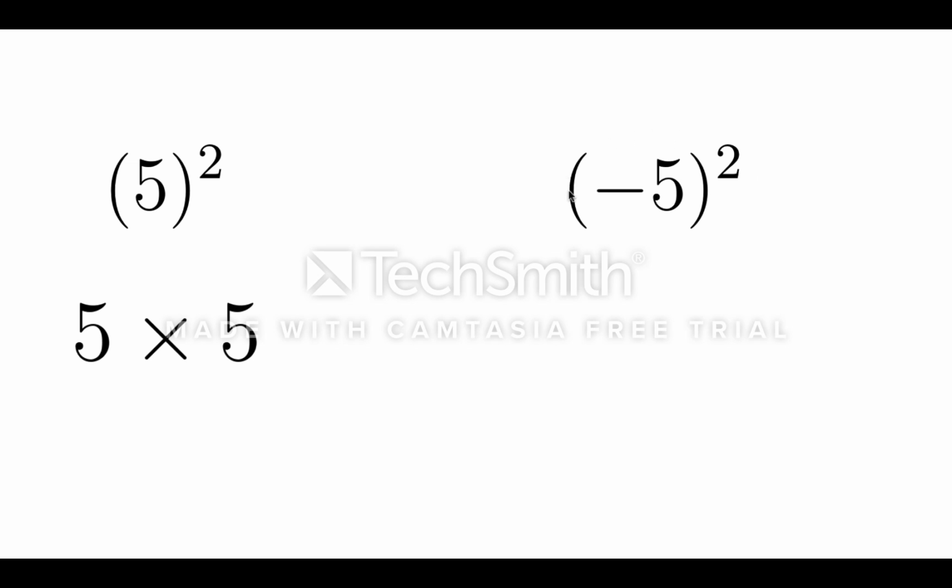Now let's think about negative 5 squared. Negative 5 squared is going to be negative 5 times negative 5. In this case, that's also 25. So even though we have a negative sign there, we have the same answer.